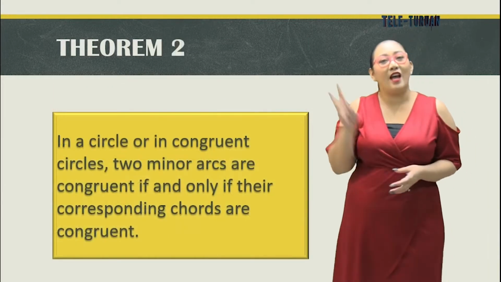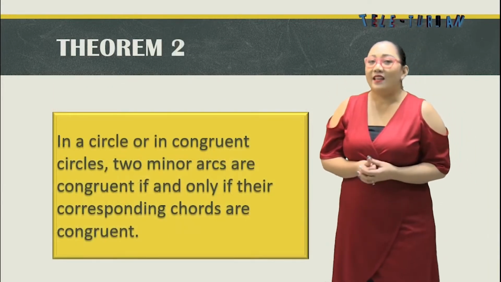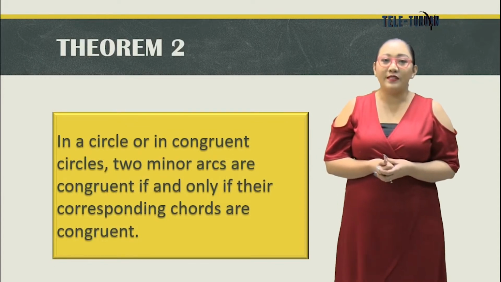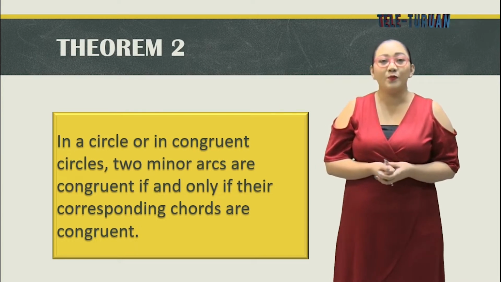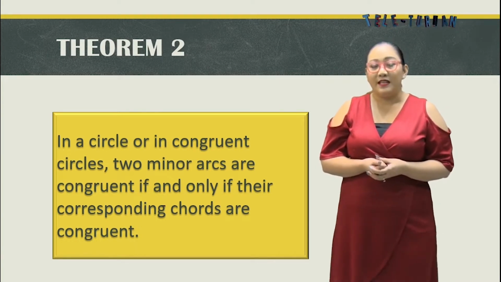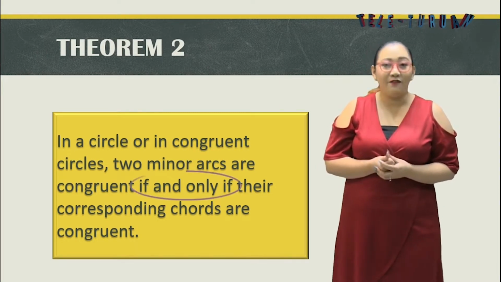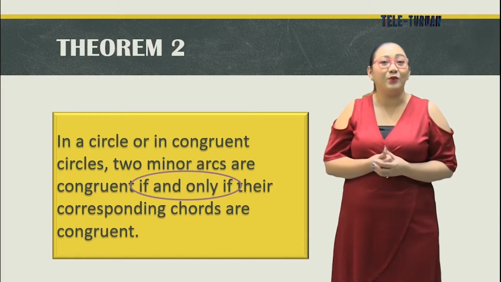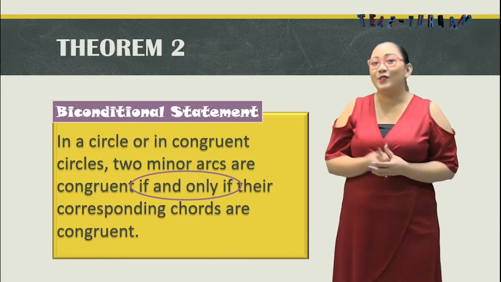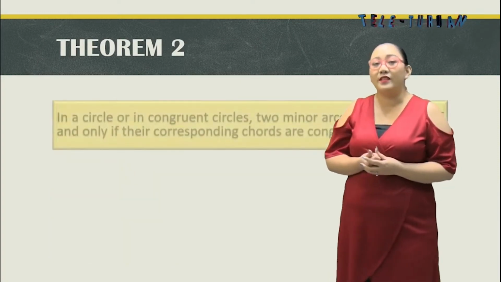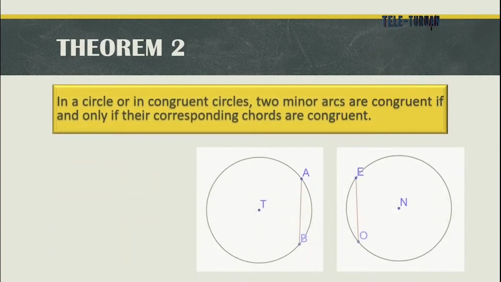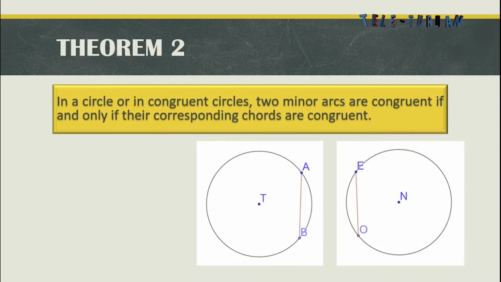Okay, now let's look at theorem number 2. In a circle or in congruent circles, 2 minor arcs are congruent if and only if their corresponding chords are congruent. Now notice we also have our special phrase if and only if, which means this is also a biconditional statement. Now to give you a solid example, we have here circle T and circle N.